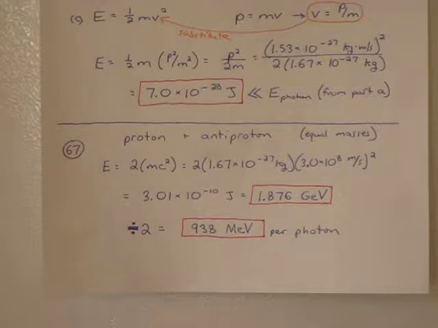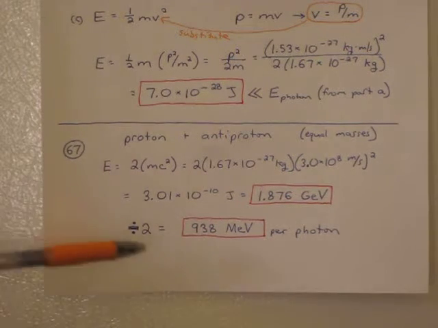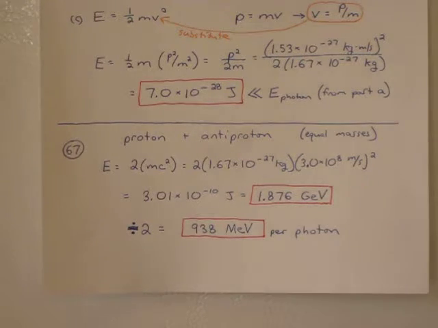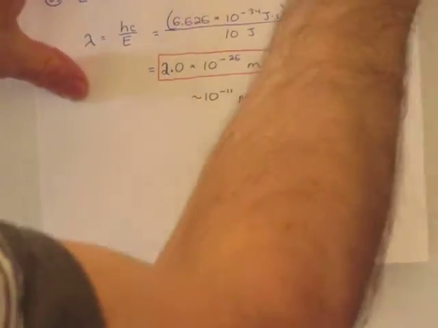Find the energies of the two photons produced when a proton and antiproton at rest annihilate. When they annihilate, they will emit two photons of equal energy. So we take the answer in part A, divide it by 2, and we get 938 mega electron volts in each of those photons. Number 69 is next.